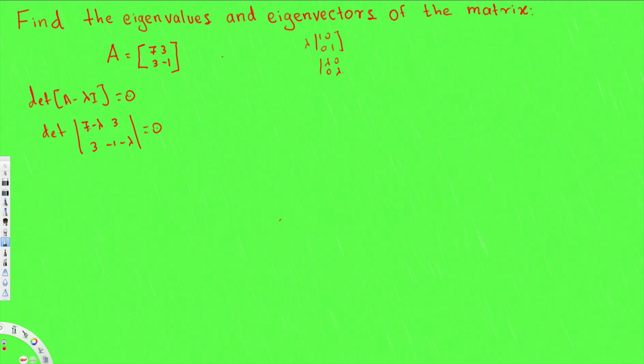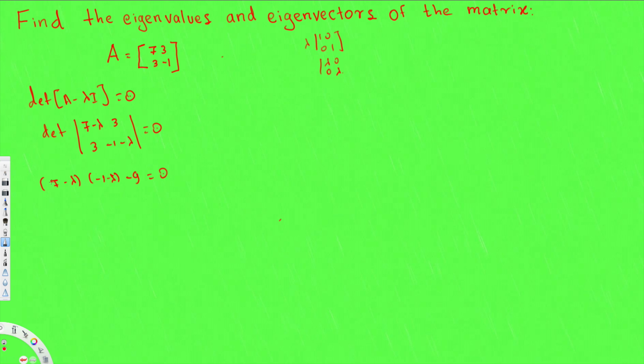Now the determinant is going to be AD minus BC for a 2 by 2 matrix. In this case AD is going to be 7 minus lambda times minus 1 minus lambda, the multiplication of these two, and then BC is going to be 3 times 3, which is 9. If I equalize to 0 and solve, I can find the lambda values. Those are going to be the eigenvalues. So let's see what we get.